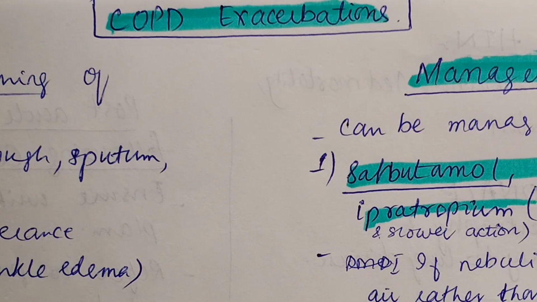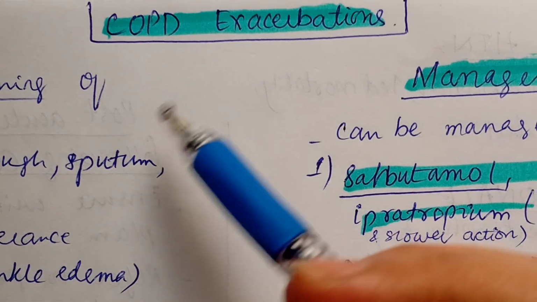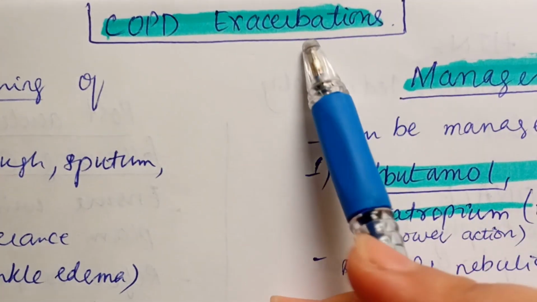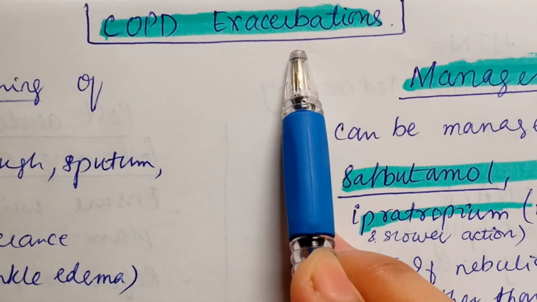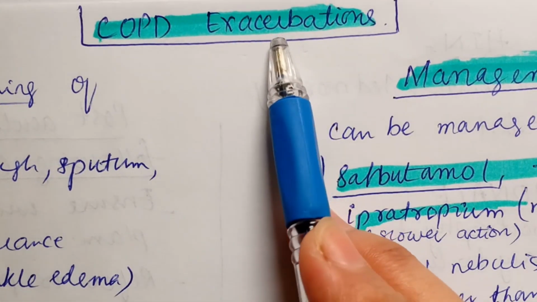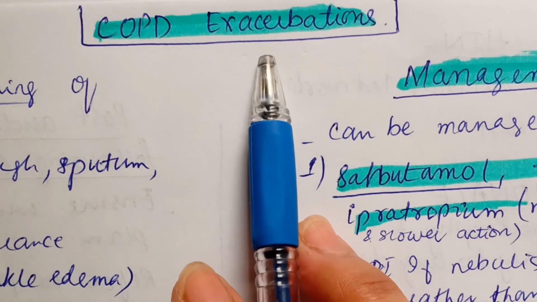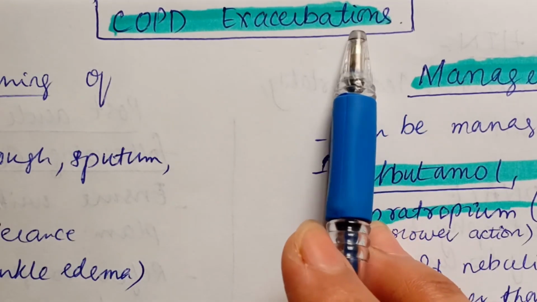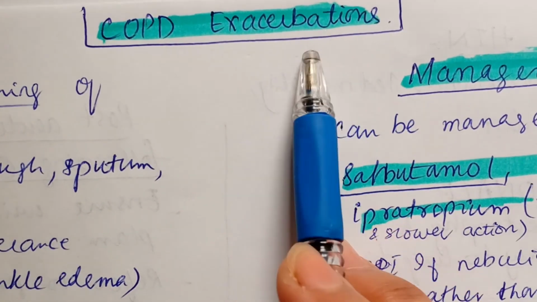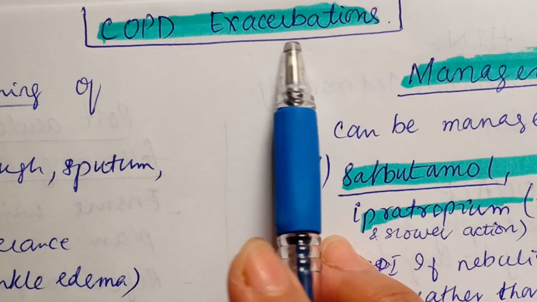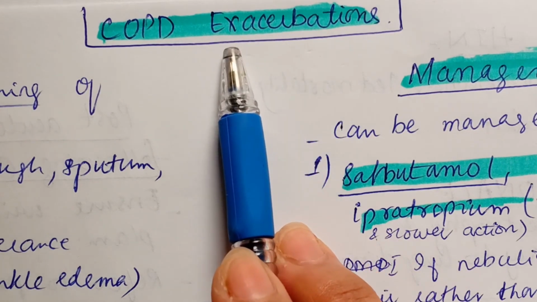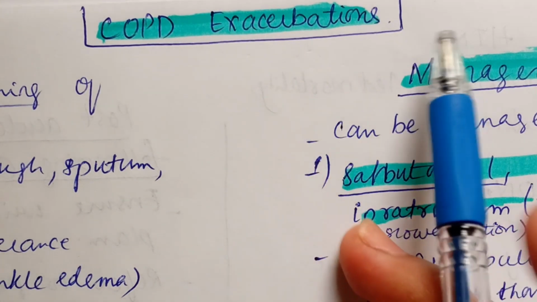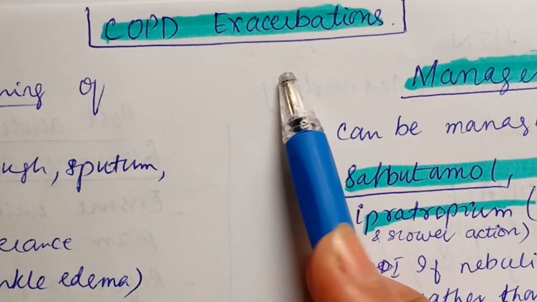Guys, today we are going to do a very important topic that AMC loves to test: COPD exacerbations. COPD exacerbation is one of the very important and very common emergencies seen in the emergency settings, and you have to be able to manage it very efficiently. We have covered the topic of stable COPD management in the previous video. Now we are going to do COPD exacerbations.